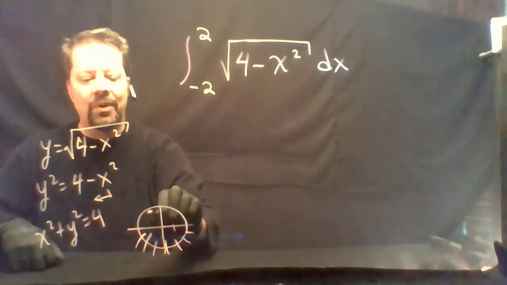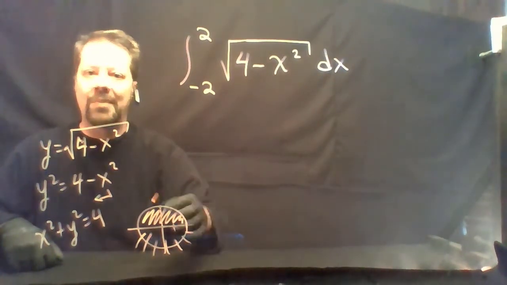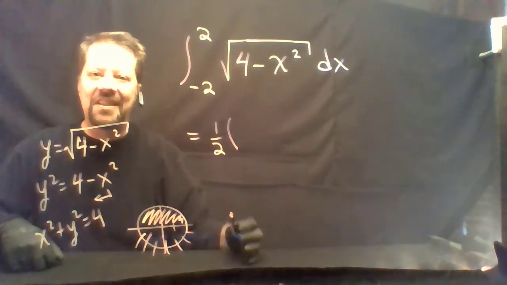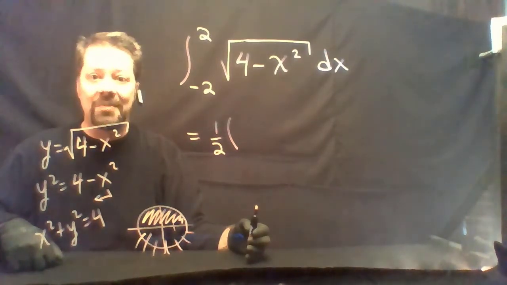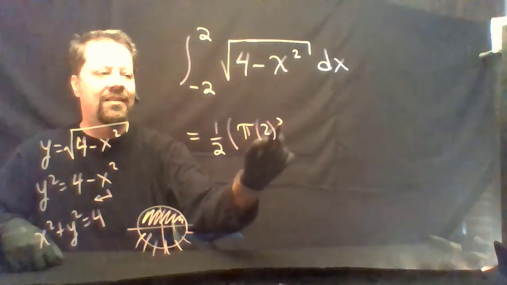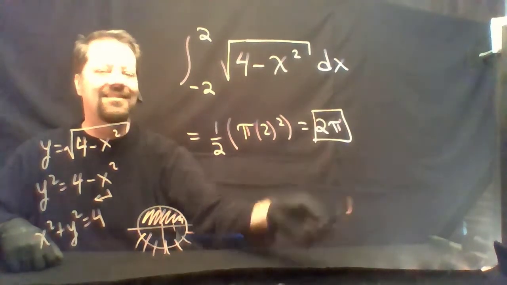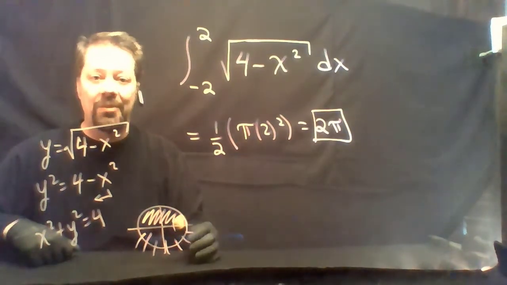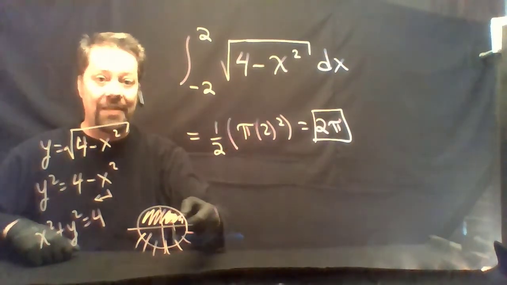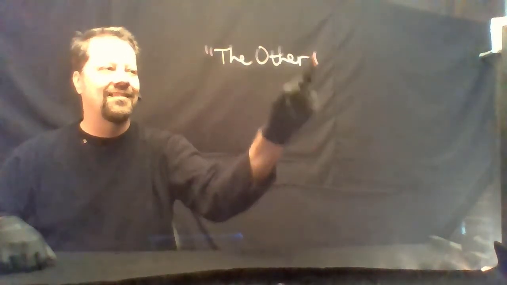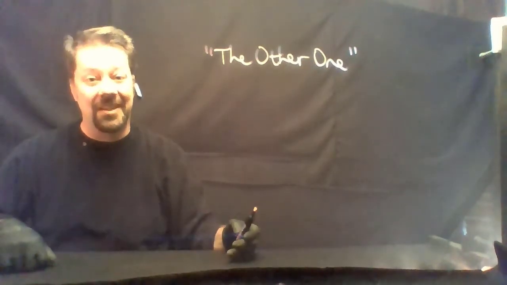When we integrate, we will only get the area of the upper half circle. It's 1/2 the area of the circle. How do you find the area of a circle? The area is pi r squared. So the answer to this definite integral is 2 pi. I want you to be able to calculate definite integrals geometrically in cases like this. So I want you to know this for the exam. It's time you were introduced to the other one. The other integral that I'm asking you to memorize.